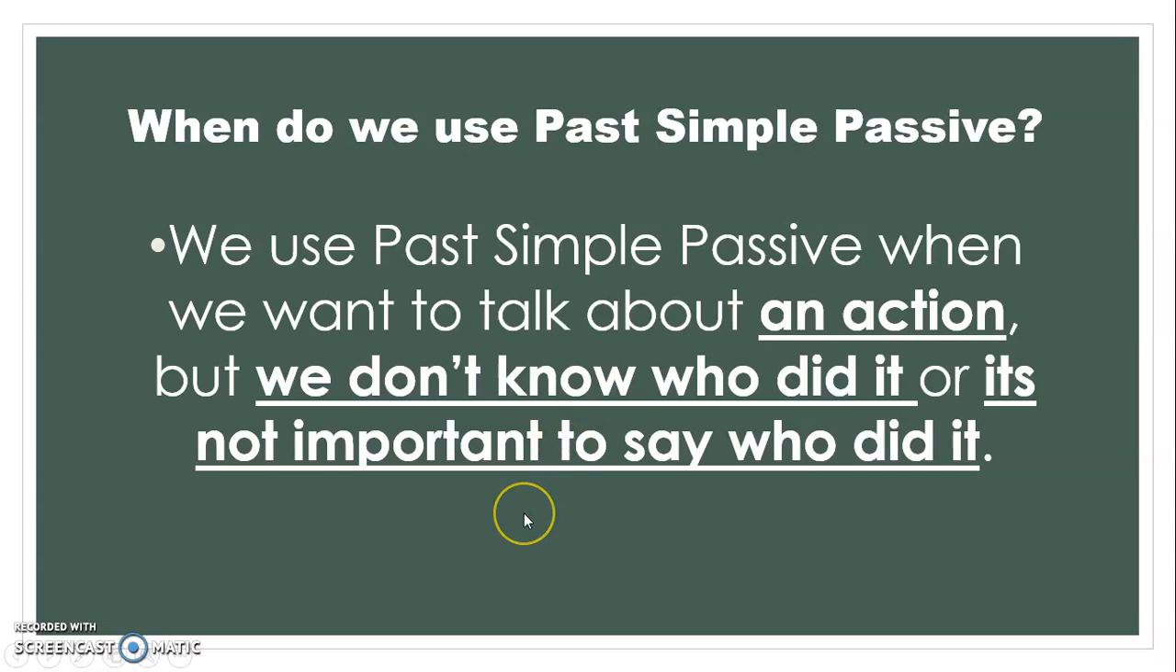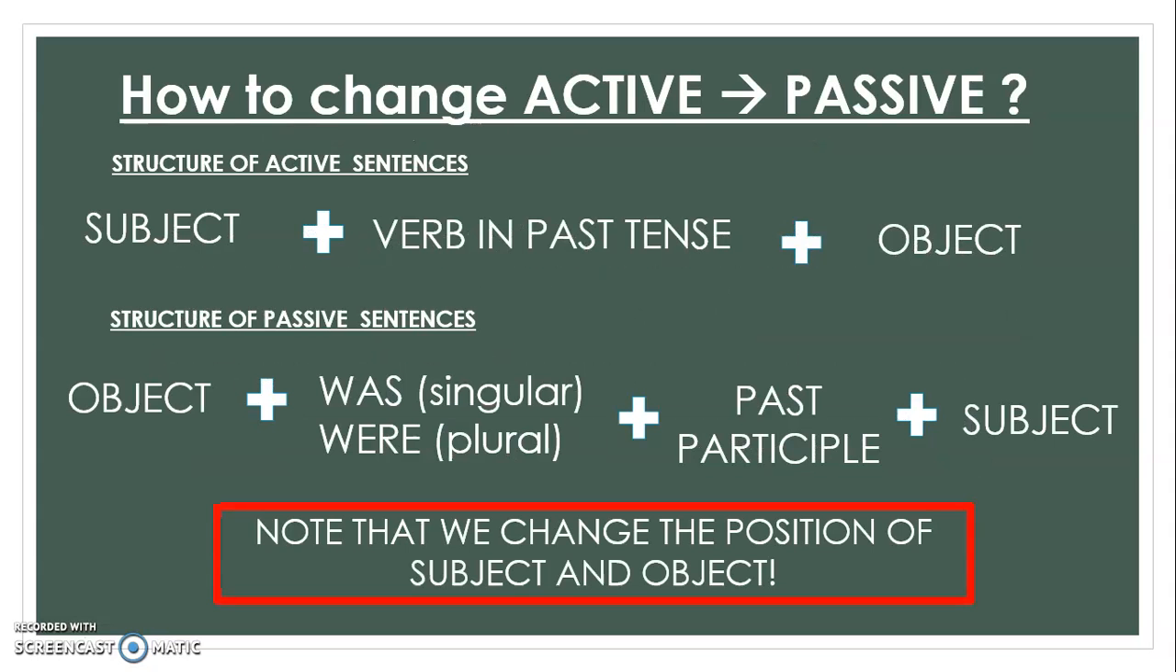Right. So, now let's look at when do we use past simple passive. We use it when we want to talk about an action, normally in the past, that we don't know who did it, or it is not important to say who did it. So now let's look at how do we change active sentences into passive sentences.